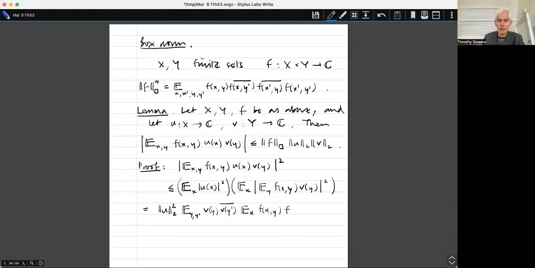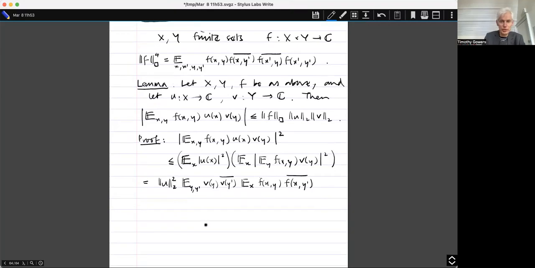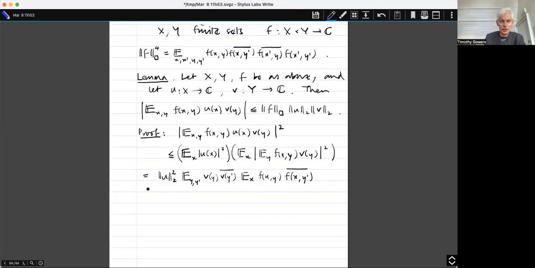fxy, fxy dashed bar. And this thing happens to be a non-negative real, but I could, if I wanted to, put mod signs around everything, and it would still be less than or equal to.